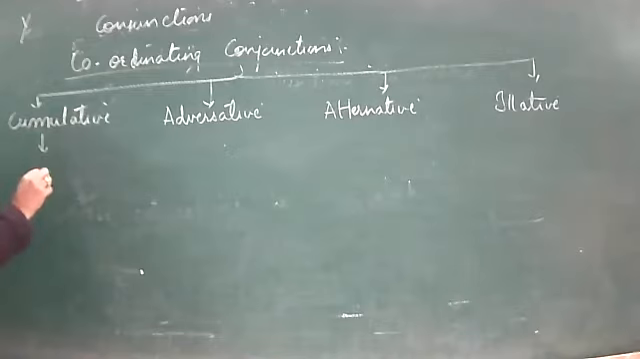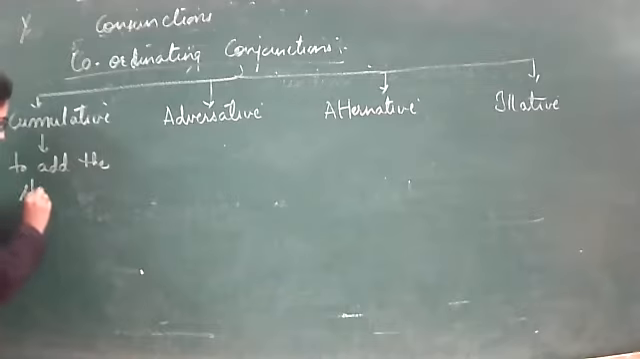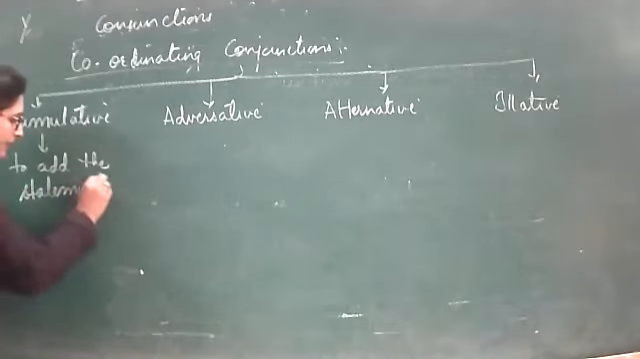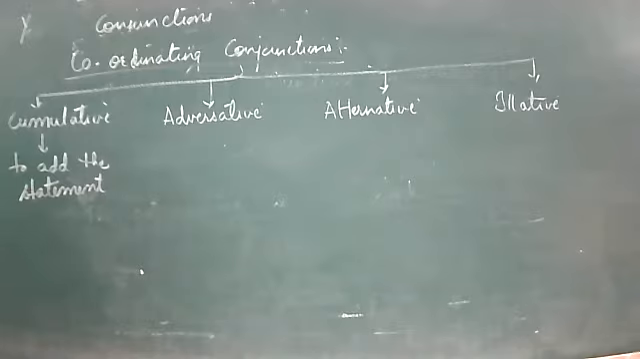Cumulative means cumulate, means to add the statement. What they do, they add the statement to the previous one. For example, the example I have written: he is intelligent, he is hardworking. And how are you joining? He is intelligent and he is hardworking. For example, I'm tired, I'm hungry: I'm tired and hungry. It means one statement is being added to another one, right? So these are cumulative conjunctions.